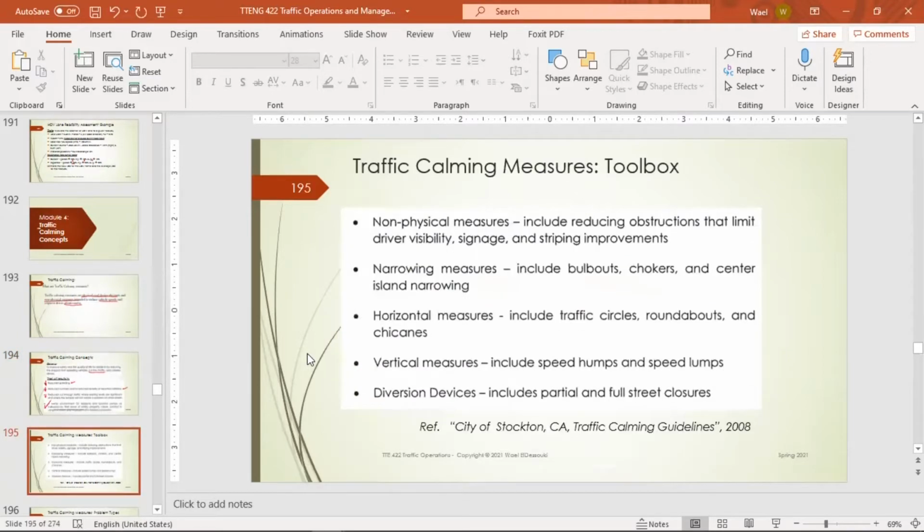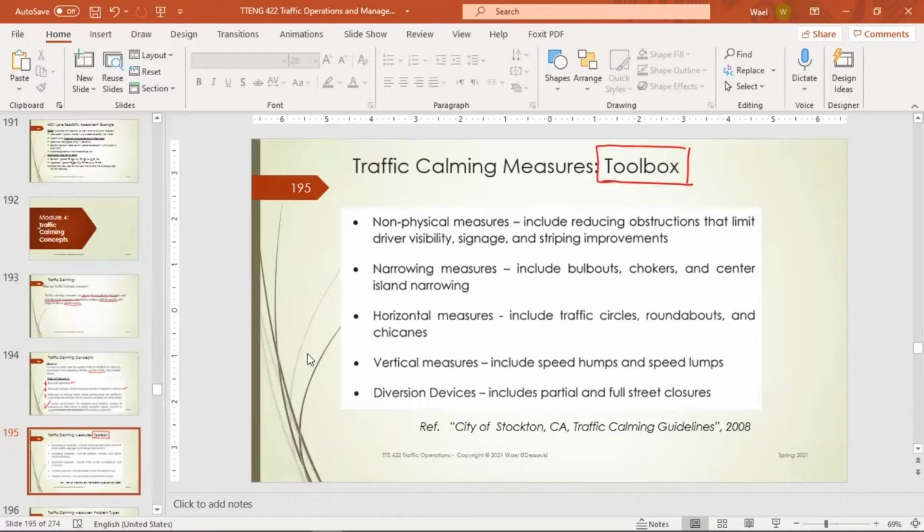So back to the traffic calming measures, the toolbox. We have a toolbox that contains different techniques and different methods to calm the traffic and reduce. Doctor, sorry for interrupting you, but I have a question, please.